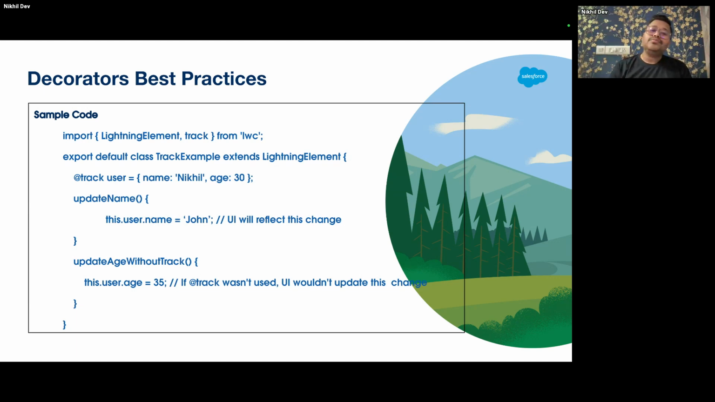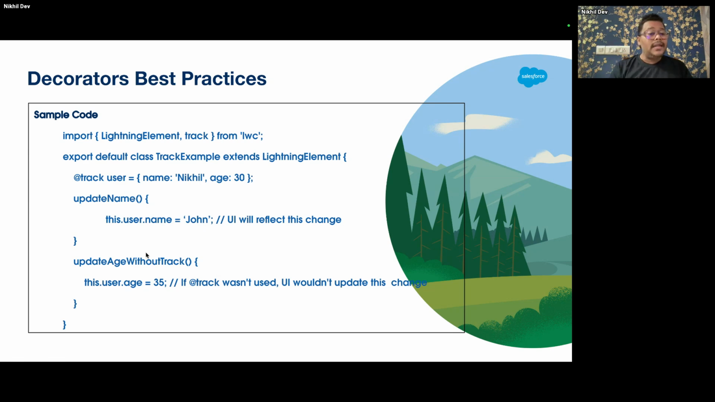I tried this out. So if you see, I have used the track decorator here. I am doing @track user, and there is an object which I am defining, within which you can see I am declaring my name and my age. Now I have kept a method called updateName, which is used for updating the value. So now I'm trying to update the value here. Since it is already declared with track, and it is a complex data structure, the UI will automatically take the new value and reassign it.